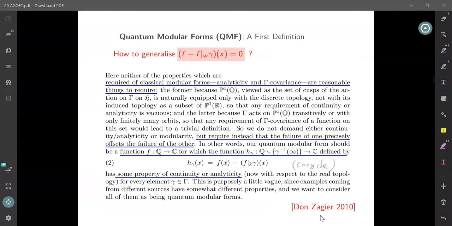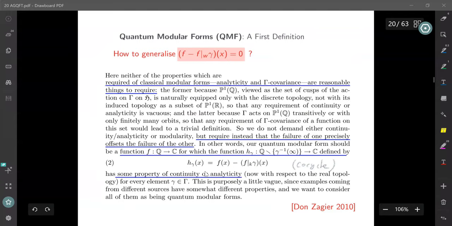Well, because the first thing, analyticity, your function is only defined on the rationals, so how are you going to talk about an analytic function? And gamma covariance is also silly to require because you want something non-trivial, but SL2(Z) acts transitively. Okay, so you give up these conditions, but instead you can require that the failure of one property precisely offsets the failure of the other. Namely, although you start with a function defined on the rationals, by taking this cocycle, this difference between the function and its modular image, the resulting function has some property of continuity or analyticity.